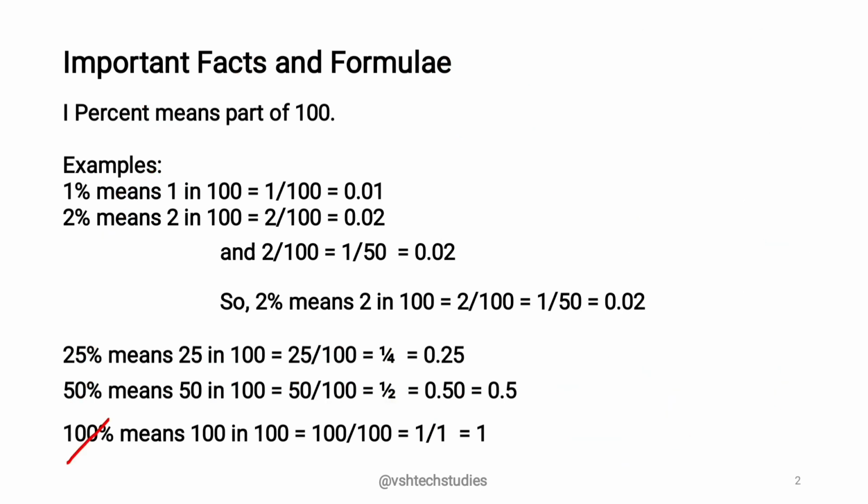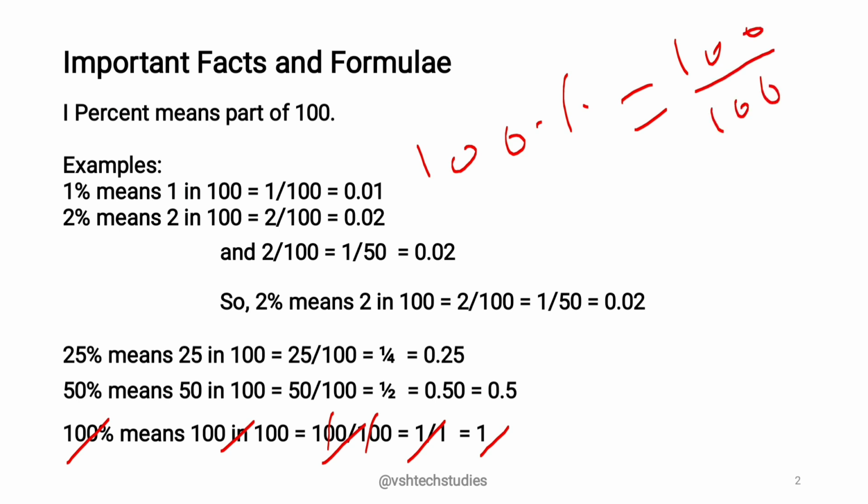So these are some of the facts in percentage. 100% means 100 in 100, 100 divided by 100. So 100 ones are 100, 100 ones are 100, so it is 1 by 1. So it is 1. So 100% means 100 by 100. This is a fraction, 1 by 1, or 1 by 1 is 1, which is a decimal.